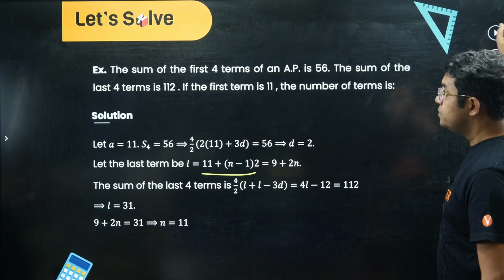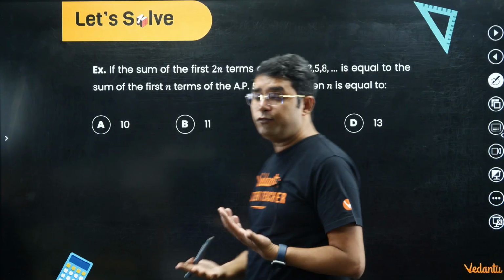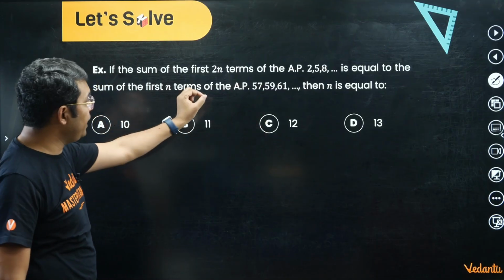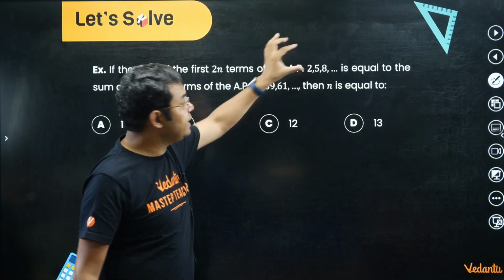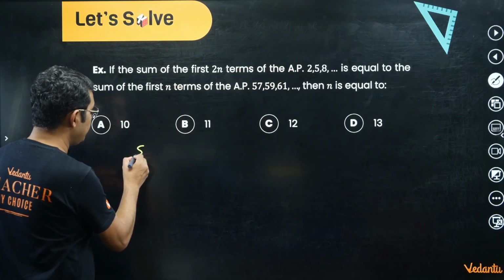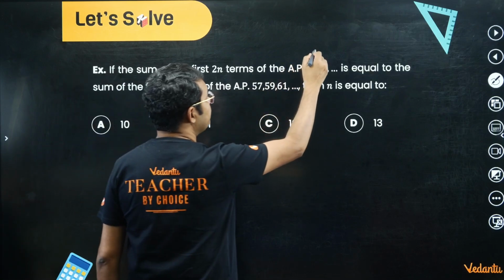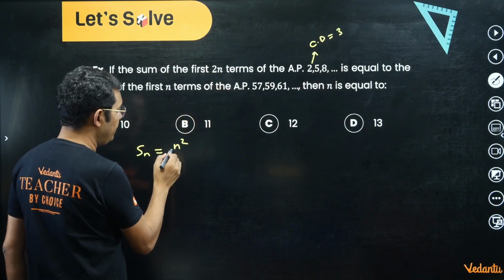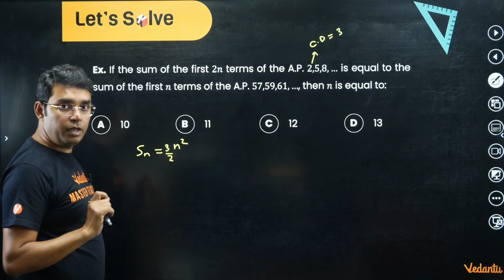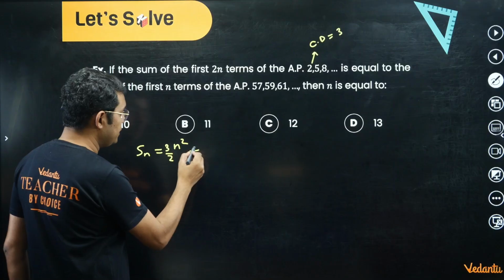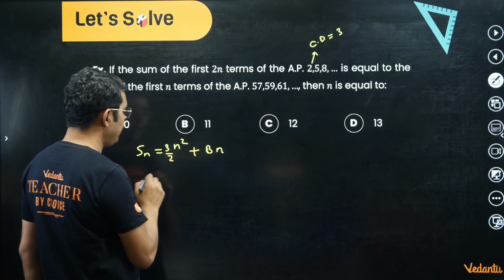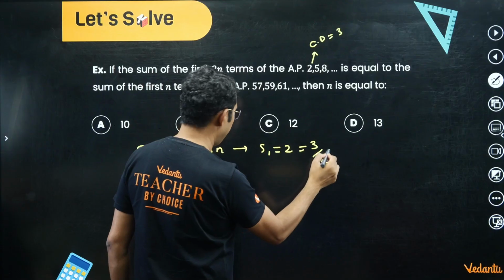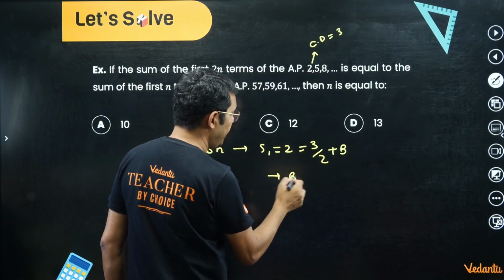Okay. Now coming to the next question, here once again, sum of first 2n terms of an AP is given, and the sum of first n terms of another AP is given. Now I will write directly the sum of first n terms of this AP. For the first AP, sum of n terms would be, because common difference you can see is equal to 3, its leading term will be 3 by 2 n square, then plus some b times n. And to find b, I will be using S1, because we are given S1 as 2. That will be 3 by 2 plus b. So from that we get b as half.